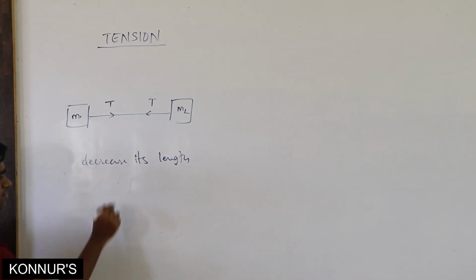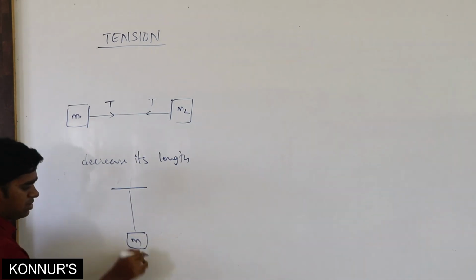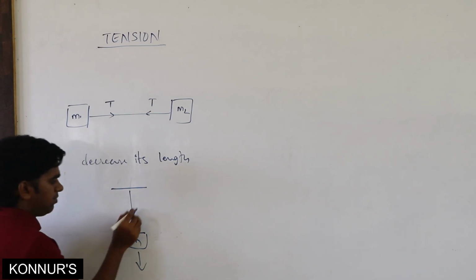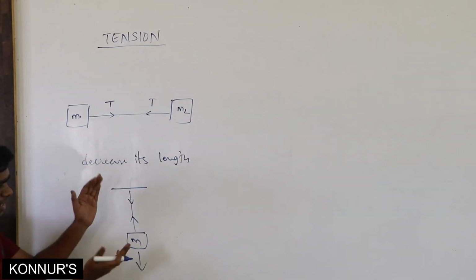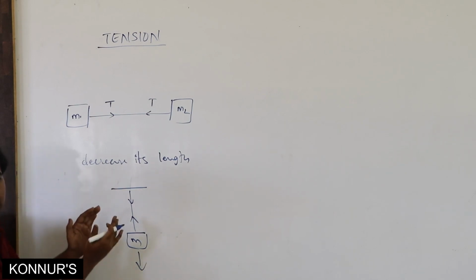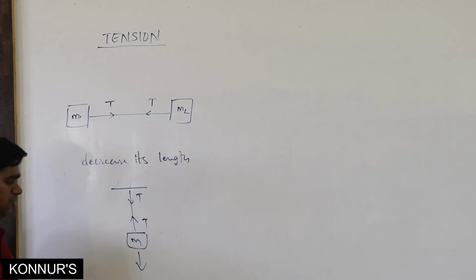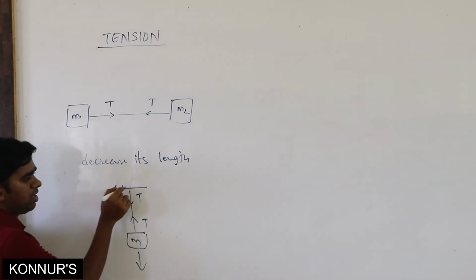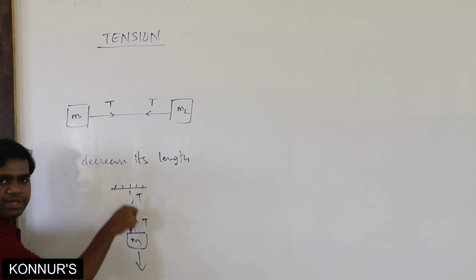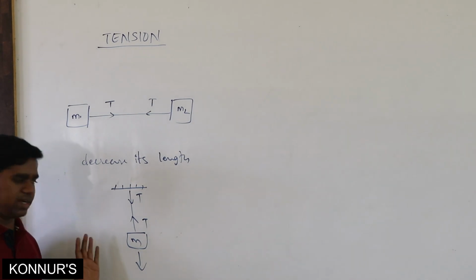Similarly, if the bodies are connected like this, there is a force downward, leave that one out. Now the tension direction is like this, again to decrease its length, towards the center. If you are talking about this body, take the direction of tension as upward. If you are talking about the roof, take the direction of tension as downward. That all depends on which system you are considering.